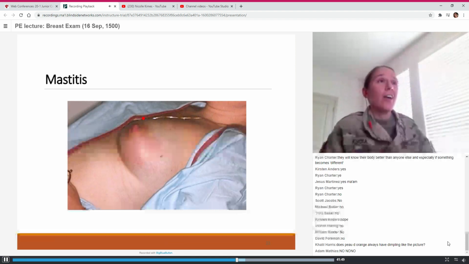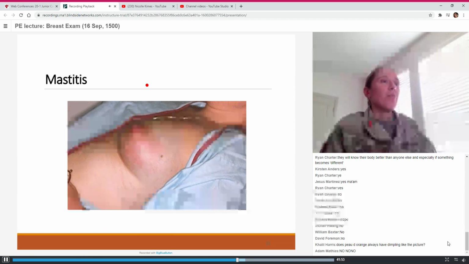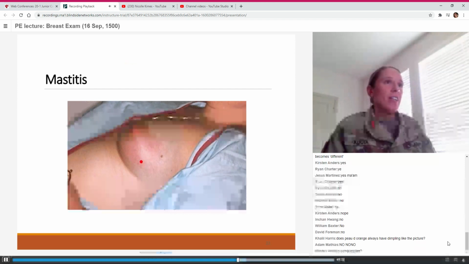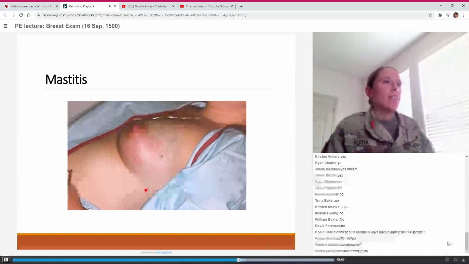Not great. That probably hurts a whole bunch. But you're going to give them some antibiotics. You're going to tell them if it doesn't get better in a couple days that they need to come back, and they can do some conservative measures, right? Like take Tylenol for the pain, etc. But you got to keep breastfeeding. This is hot to the touch.